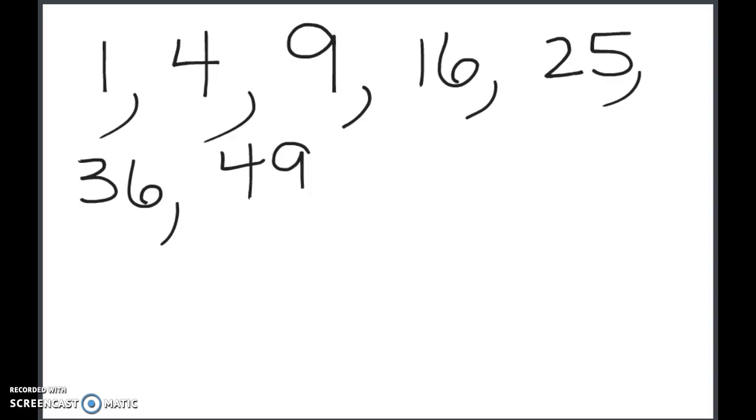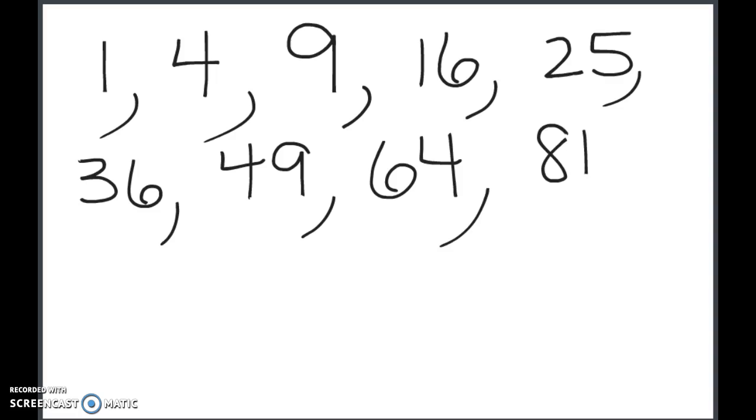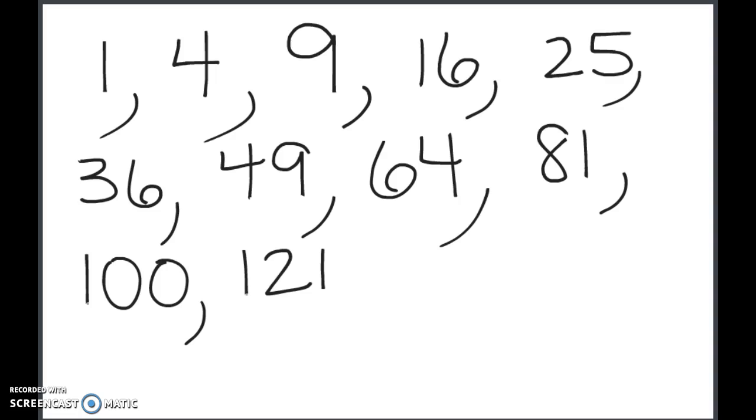7 times 7 is 49. 8 times 8 is 64. I can keep going. 9 times 9 is 81, and 10 times 10 is 100. I can keep going. 11 times 11 is 121. 12 times 12 is 144. I can keep listing tons and tons of perfect squares.